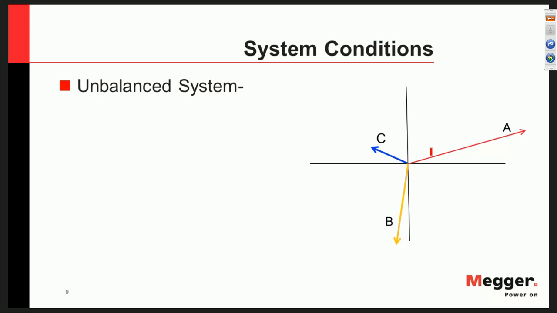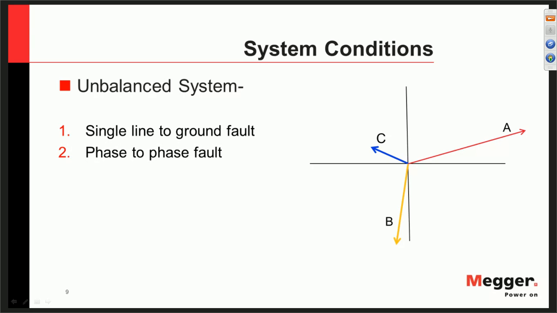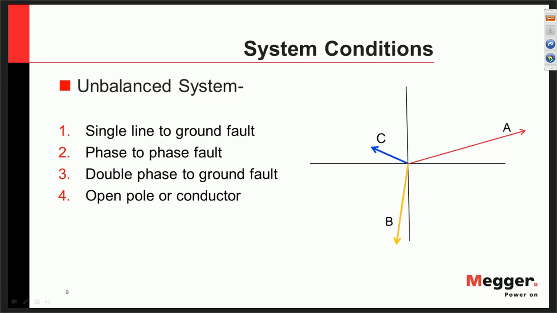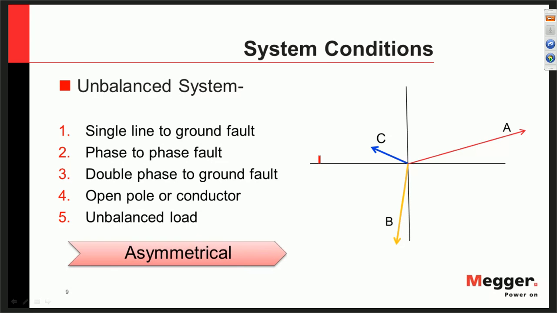The examples of an unbalanced system would be a single line to ground fault, phase to phase fault, double phase to ground fault, open pole condition, or an unbalanced load. All these conditions will give you an idea of the unbalance. It will tell you that, okay, my unbalanced system exists. And you can see the asymmetry in the vector diagram. That's why people call an unbalanced system an asymmetrical system as well.